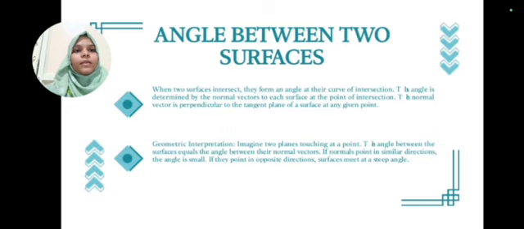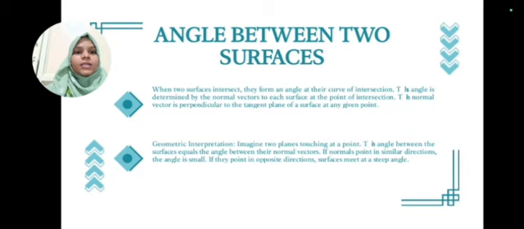Now the angle between two surfaces. When two surfaces intersect, they form an angle at their curve of intersection. This angle is determined by the normal vectors to each surface at the point of intersection. The normal vector is perpendicular to the tangent plane of a surface at any given point.